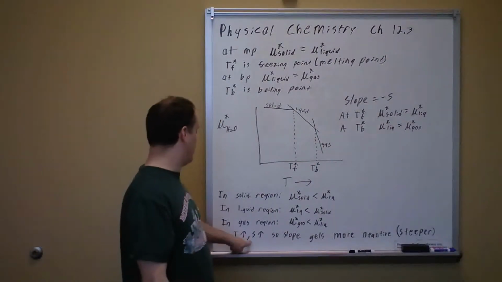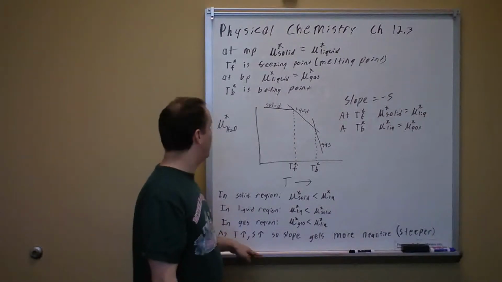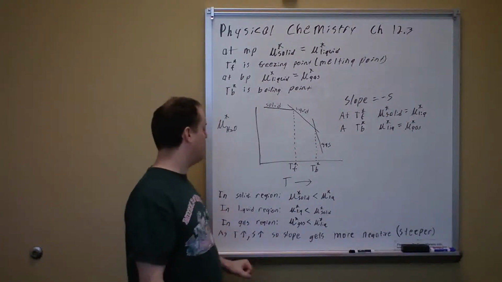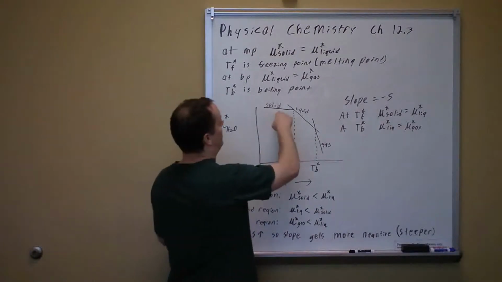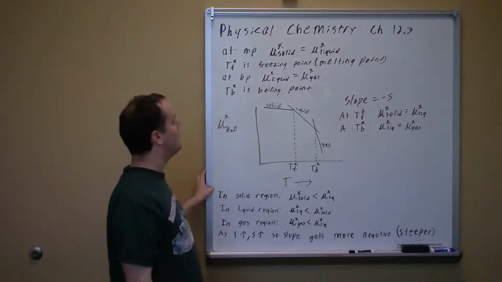Now, as the temperature increases, you would expect more entropy. So what that's saying then is each of these slopes gets more negative than the other one. So it's a steeper slope.